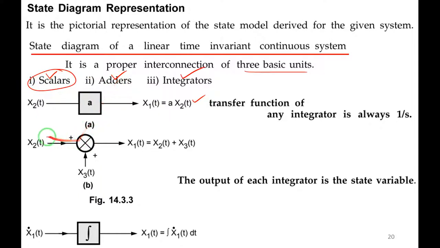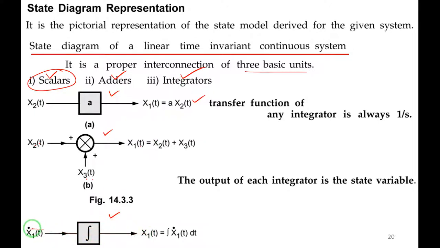Then the adder, it will add the two signals x2 of t and x3 of t. Here the states are two signals. So x1 of t is x2 of t plus x3 of t. If it is addition, fine; if it is subtraction, you can subtract it. So this is the adder. Scalar is over, adder is over. Next, the integrator. I will represent it like this.